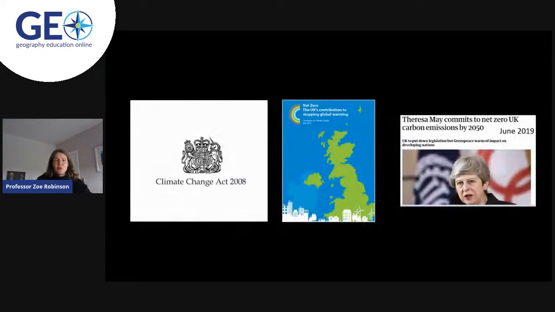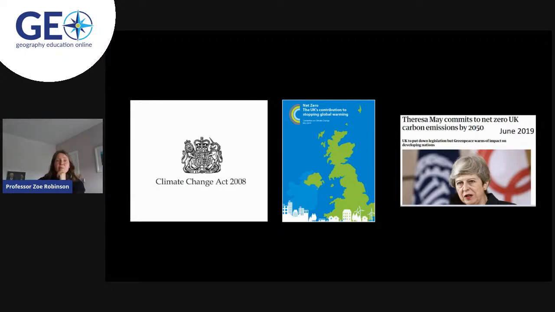Now, that's a sort of an international picture. Just to look at a quick UK picture. The UK has been seen as very much a leader in climate change legislation, with the Climate Change Act in 2008, which put in law the requirement for the government to reduce greenhouse gas emissions. In 2008, the requirement was to reduce emissions by 80% by 2050.